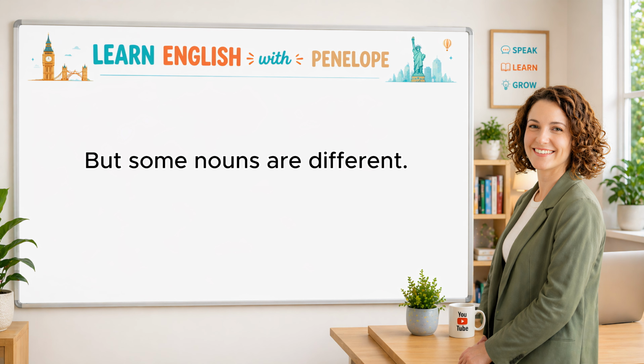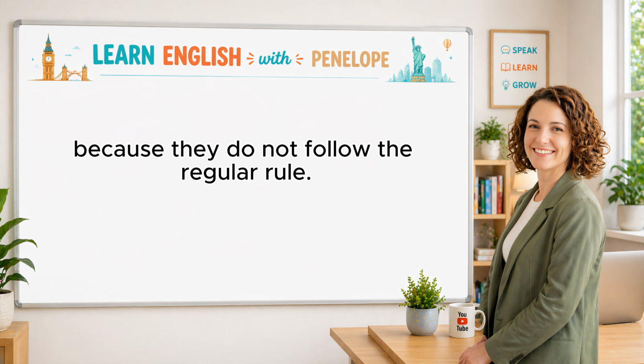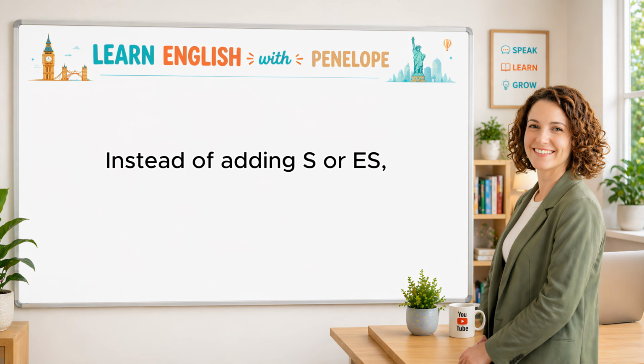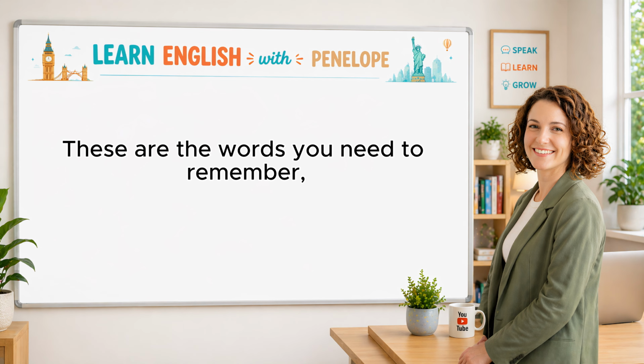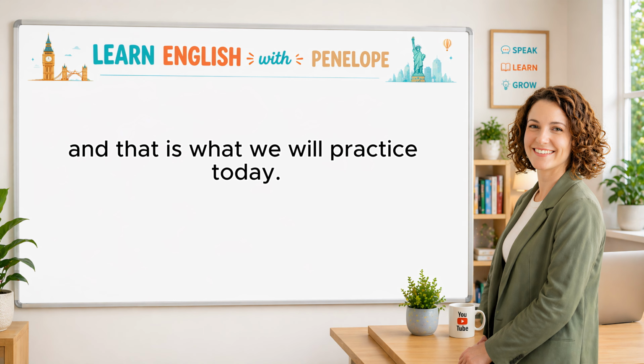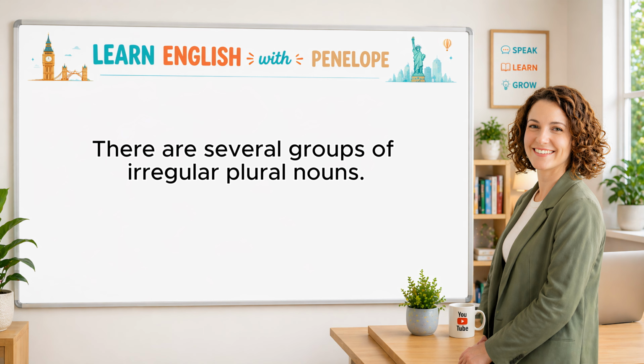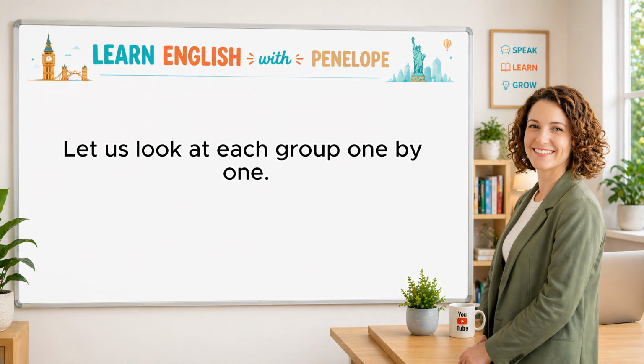But some nouns are different. They are called irregular nouns because they do not follow the regular rule. Instead of adding S or ES, the whole word changes. Or sometimes the word stays exactly the same. These are the words you need to remember, and that is what we will practice today. There are several groups of irregular plural nouns. Let us look at each group one by one.